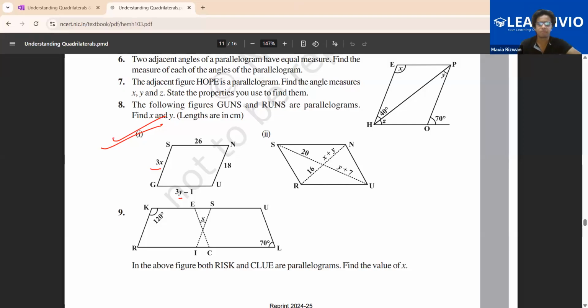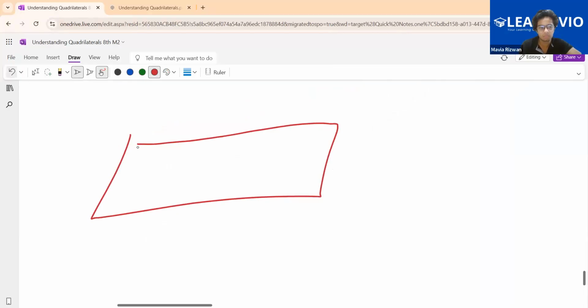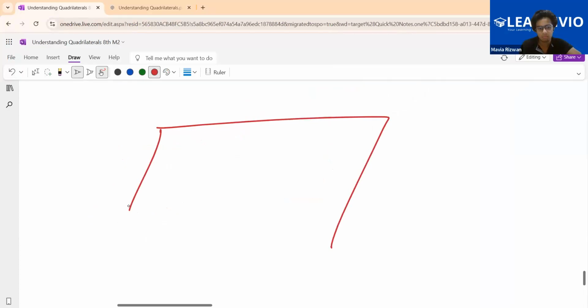Okay. See, Sumail has also written. Yes, Priyanka? Correct. X is correct. Yes, correct. Okay. So for Manisha and Aman, please focus here. This is a quadrilateral like this. This is 26, 18, 26, 18, 3x and 3y minus 1.